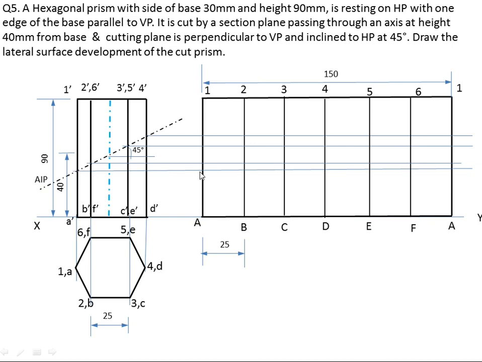1A cutting is here, so this is the point P1. Then 2B cutting point is this. Then 3C, this is the point. Then 4D, so this is the point, you can see here 4 and D, this is the cutting edge. Again P5, so this is the point. Then P6 and last is again P1. Join these points by a straight line. So here we have completed this problem of development of hexagonal prism cut section.